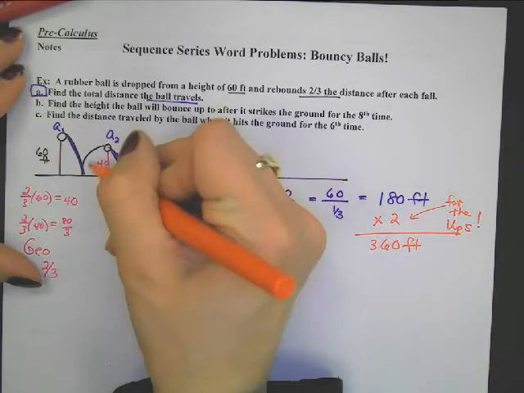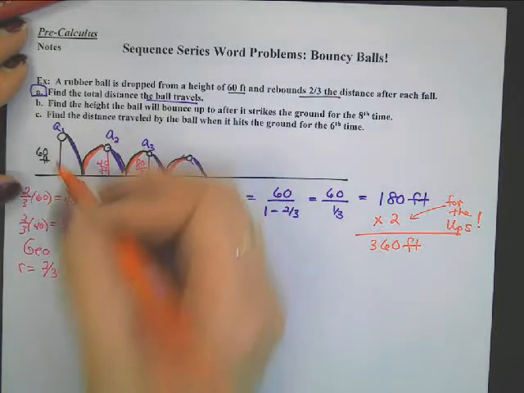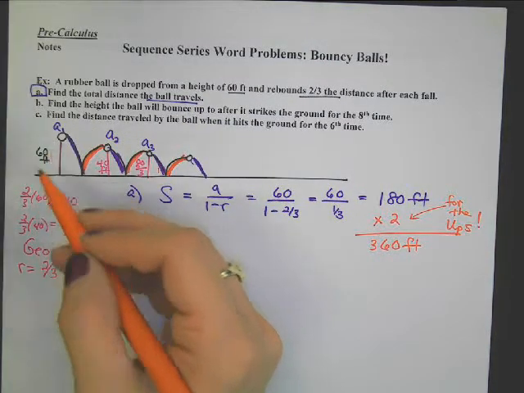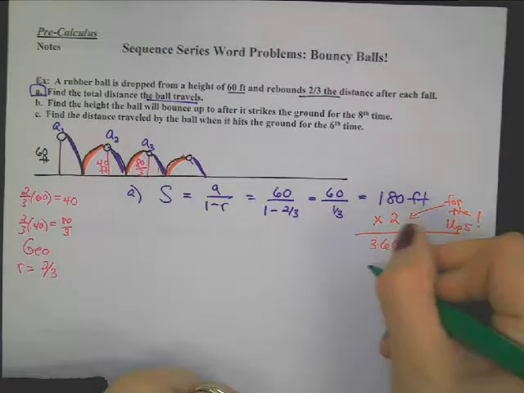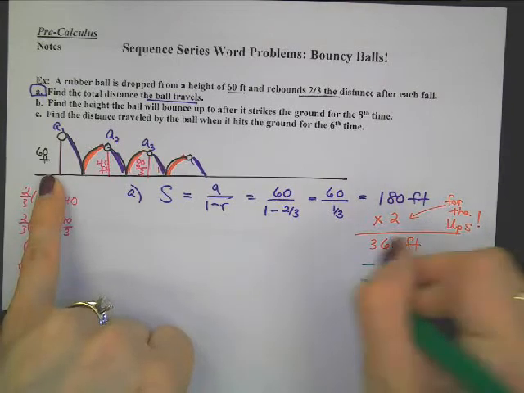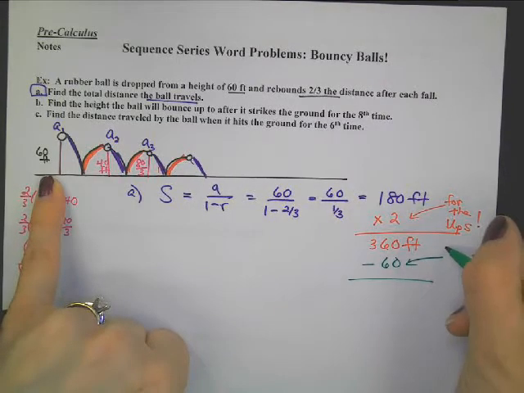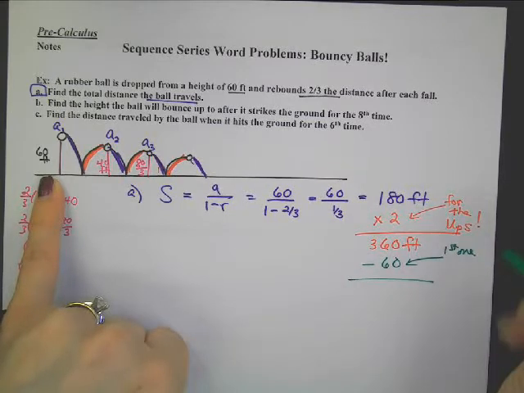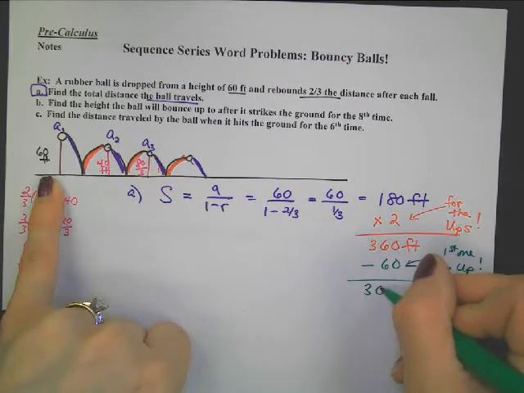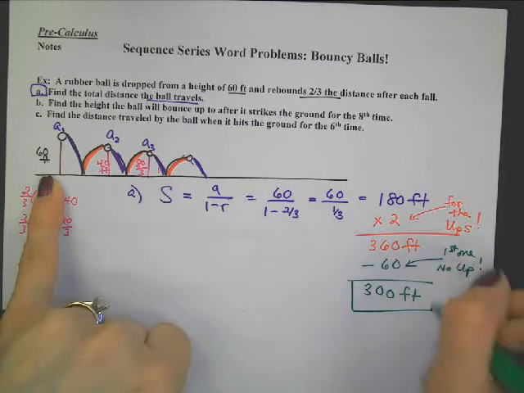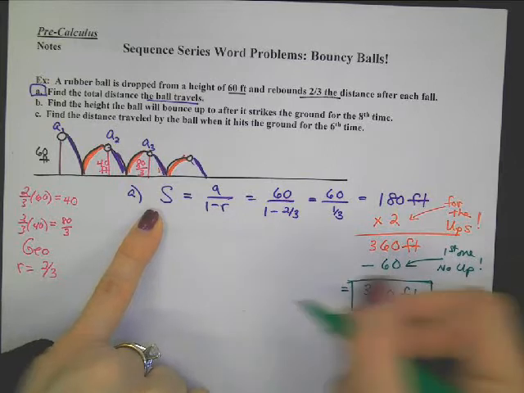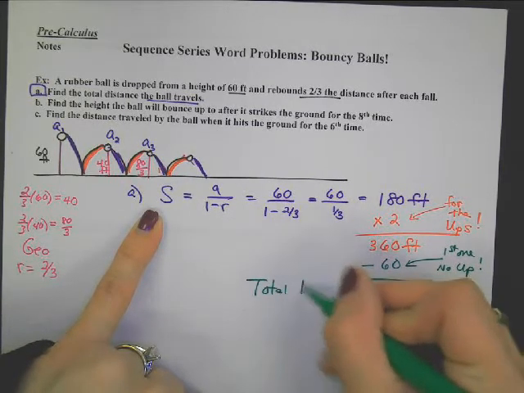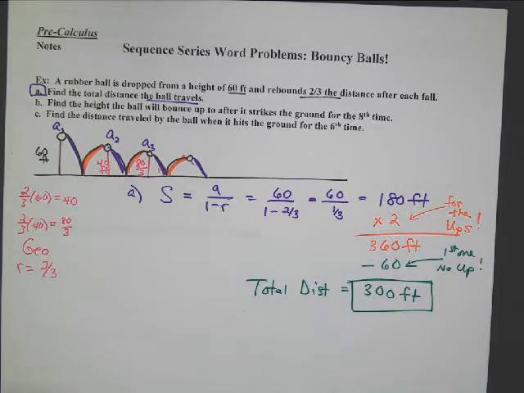So I'm going to multiply all these by 2 to get the ups. There's two 80/3s and there's two 40s. Oh, wait a minute. This one doesn't have an up. So the first step is you multiply by 2. But then we have to subtract off 60, and the reason is the first one has no up. So the final answer here is 300 feet. Now I'm not going to call that S because S is that number. I'm just going to label this as total distance. That would be the best labeling for that one.